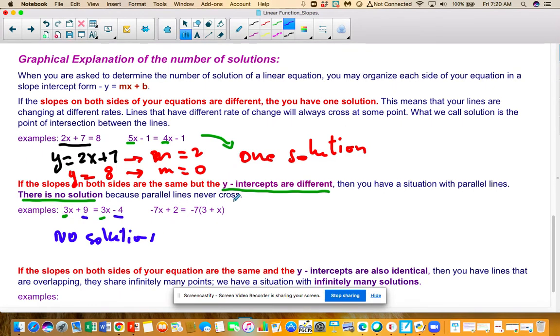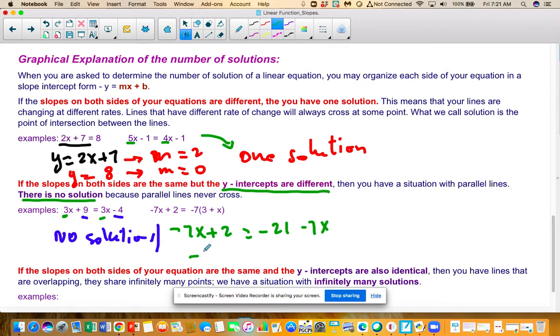Okay. Now, you may not see this right away, but when we simplify it, you can say that this side, let me change color a little bit. So we have -7x plus 2 on the left. If we use the distributive property, we are going to get -21 minus 7x.